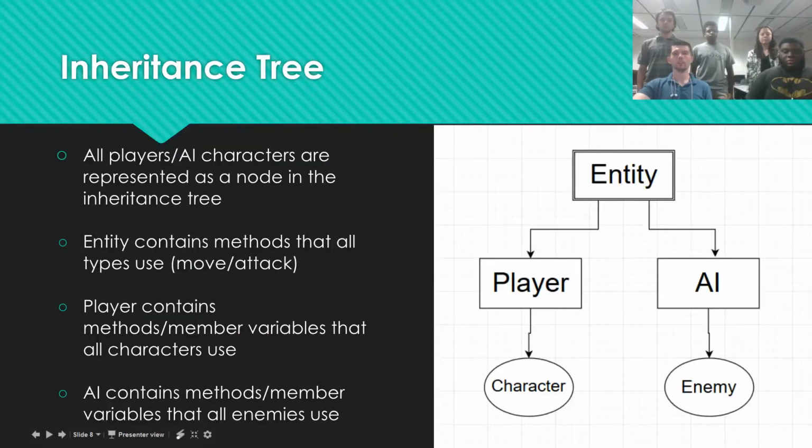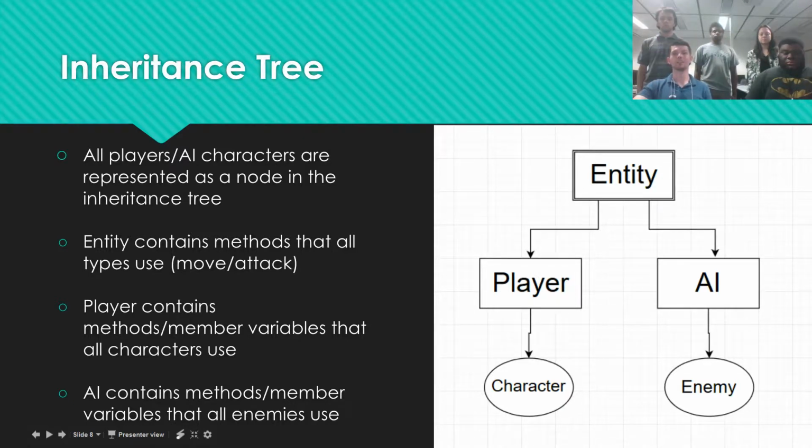So I'm going to talk a little bit about the actual implementation details. The first thing I want to talk about is the inheritance tree. Every entity, player, AI, enemy, everything, inherits from one of these base classes. You'll see that the entity class is extended by player and AI, and each of those is inherited by character and enemy respectively. The entity contains all the methods that all of the types use, so move and attack.